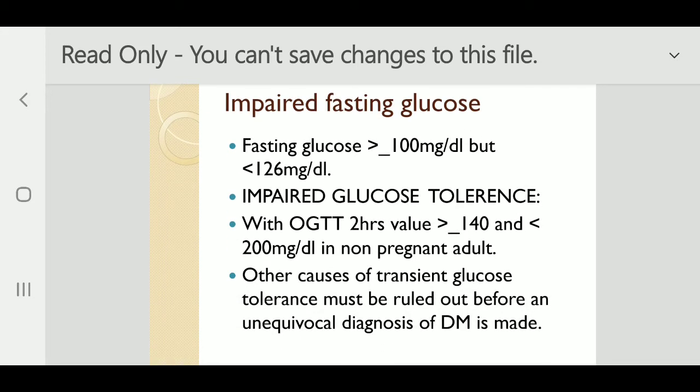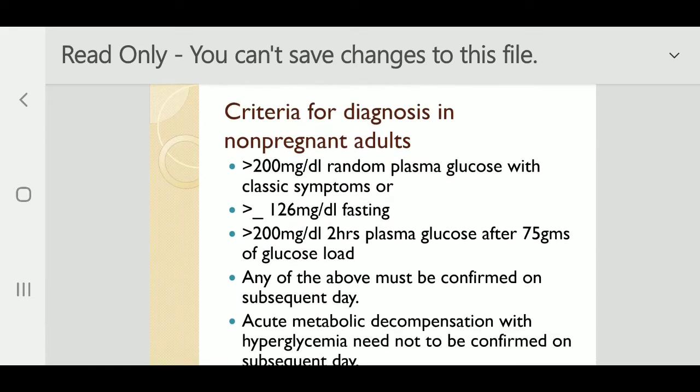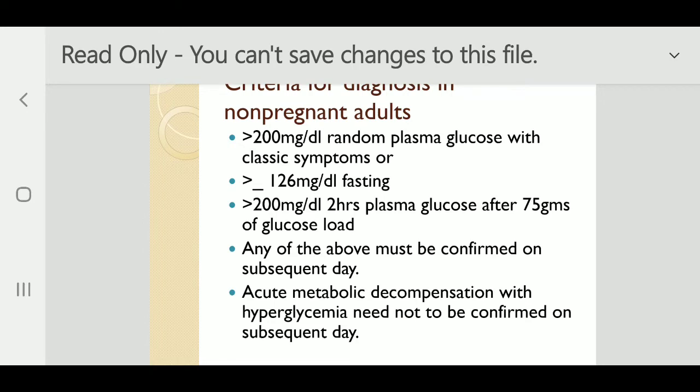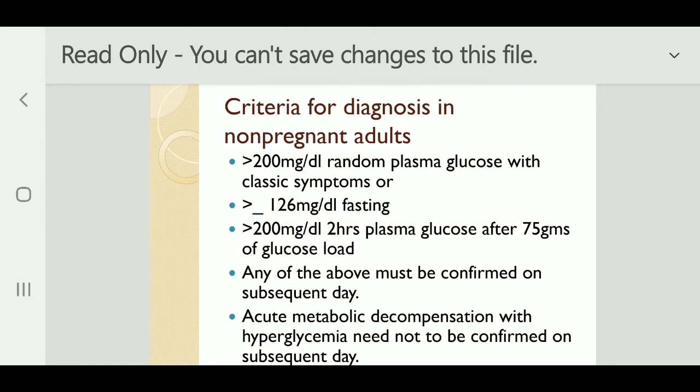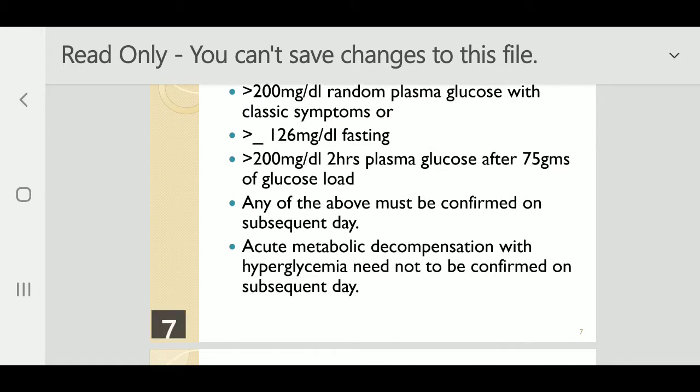Now, impaired fasting glucose. Impaired fasting glucose is an alarm bell for an upcoming diabetes mellitus. It is when the fasting glucose is more than 100 but less than 126, or if the oral glucose tolerance level at 2 hours is more than 140 but less than 200. Now, these are the criteria for diagnosis in non-pregnant adults. The same: random plasma glucose with classic symptoms more than 200, fasting plasma glucose more than or equal to 126 milligram per deciliter, more than 200 milligram per deciliter 2-hour plasma glucose after a 75 gram glucose load, or all of these are to be confirmed on the subsequent day.